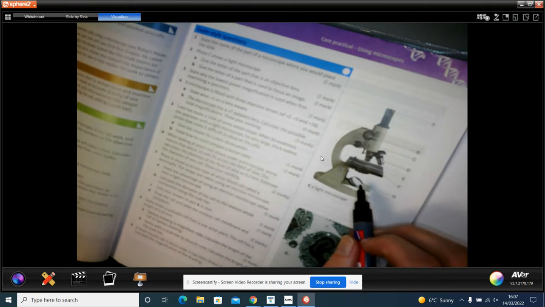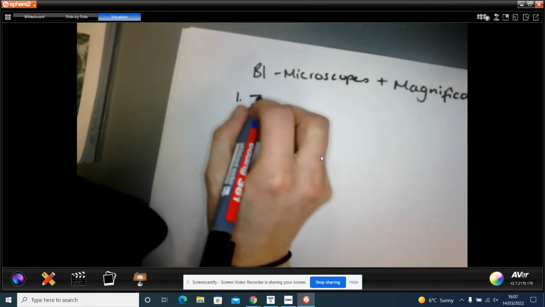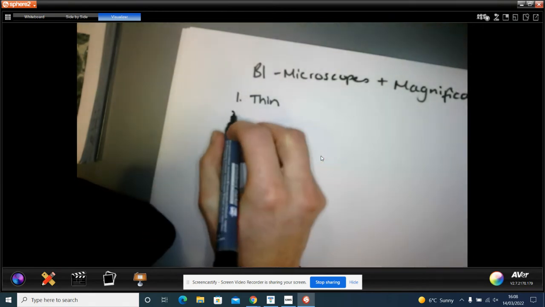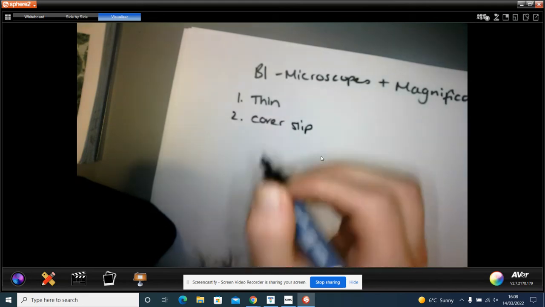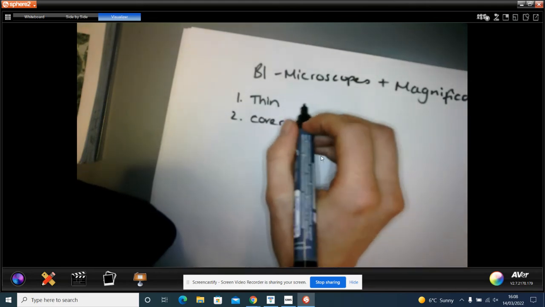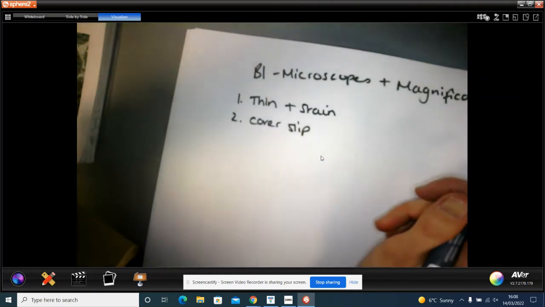Now, this one is a light microscope because you focus the light from the mirror up through the specimen. You need to be aware that the specimen should be thin, and that is to allow the light to pass through the specimen so that you can actually see it. You then would use a cover slip. That's if you don't need to add a stain. Sometimes you need to stain the specimen just to make it even clearer.